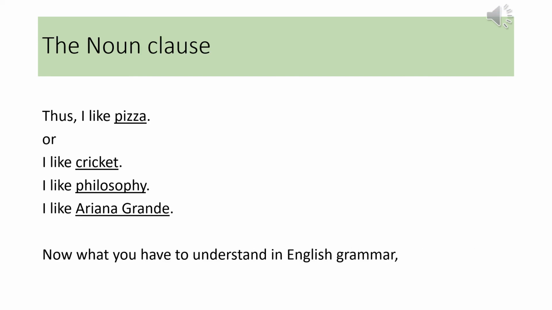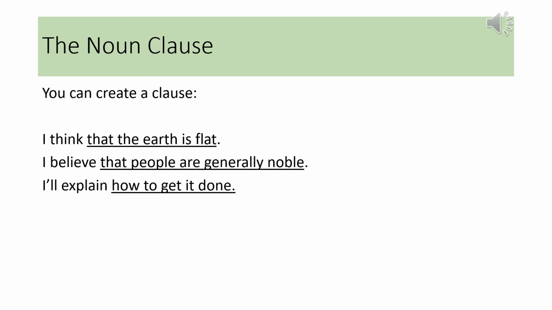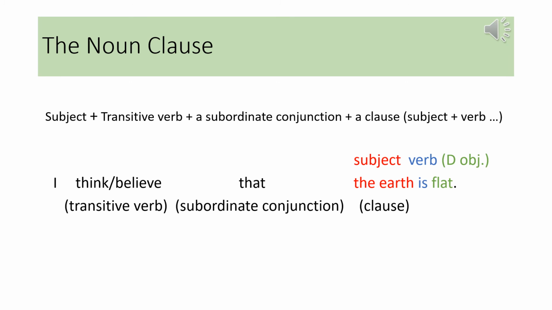Now, what you have to understand about English grammar is that you don't have to use one word as the direct object. As you can see, you can create what we call a noun clause in the object position. "I think" in this first example is the subject and the verb. You have a subordinate conjunction here, "that," and then you just add a clause. So to create a noun clause, what follows the transitive verb is a subordinate conjunction, and then you add your clause to it.